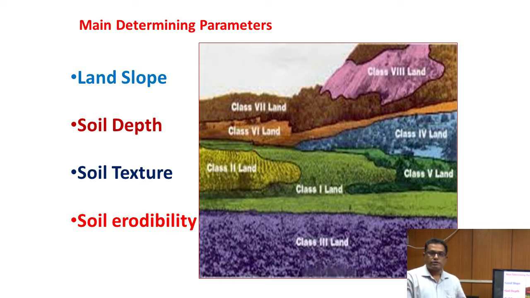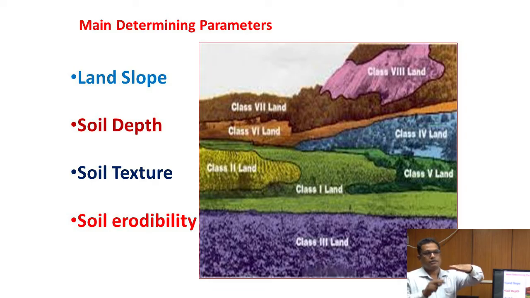Land slope. As you know, what is slope? Slope you might be familiar with, which we come across in our everyday situations. Slope is the ratio, expressed in percentage, of the vertical interval to the horizontal interval. In vernacular or popular language we call it dhalan.